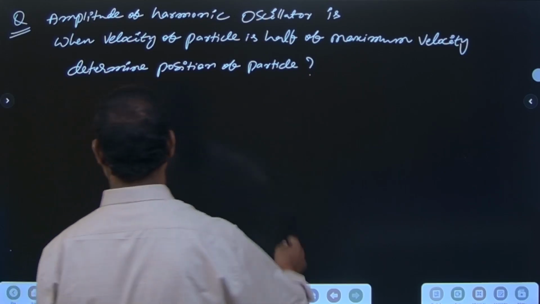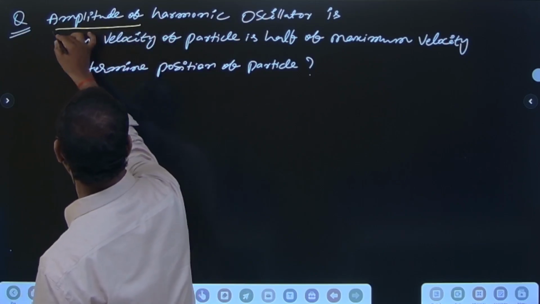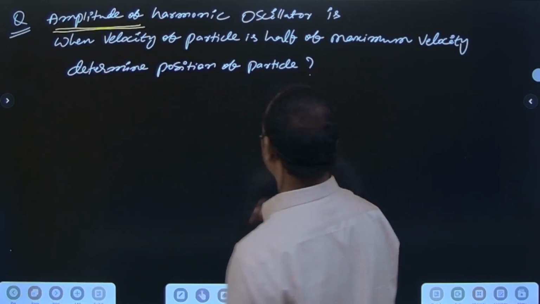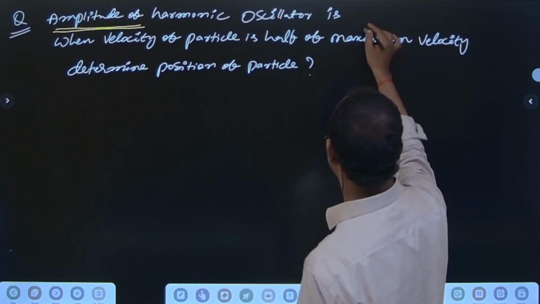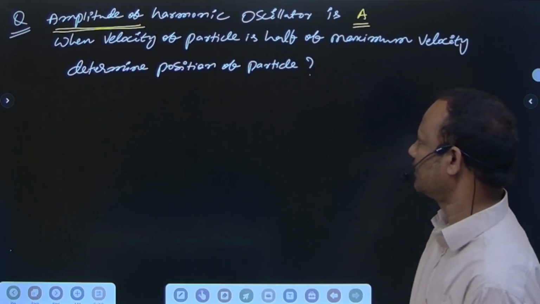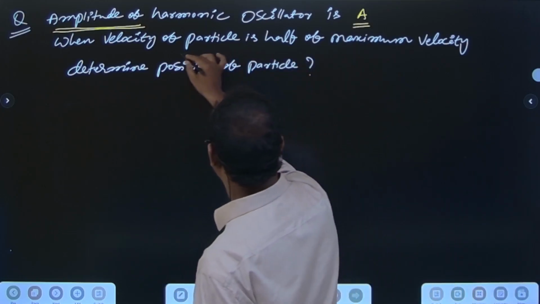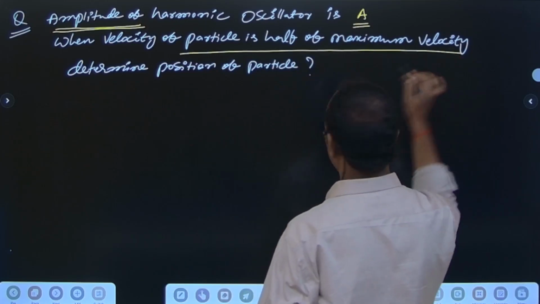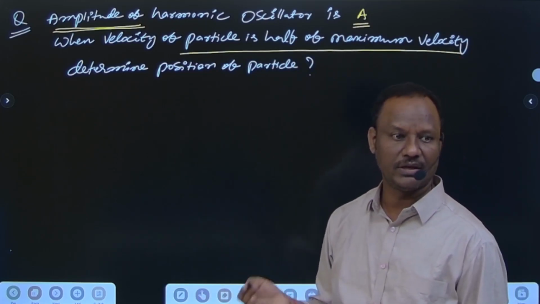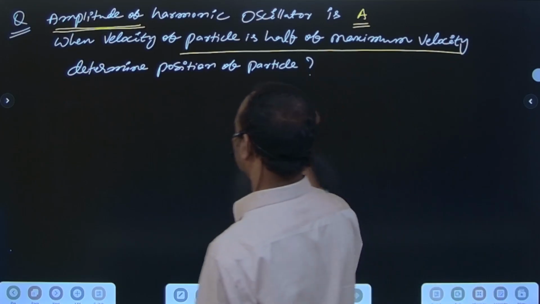Check the question now. Amplitude of harmonic oscillator, amplitude as given. Let it be A. Write A. When velocity of the particle is half of maximum velocity, what is the maximum velocity? Velocity is A omega by 2. Determine the position of particle.